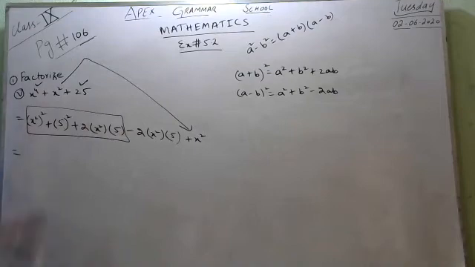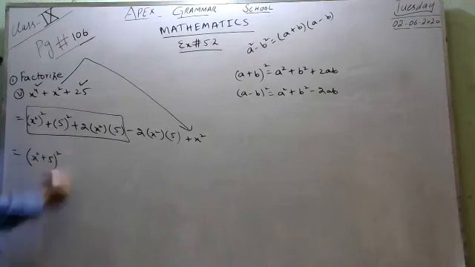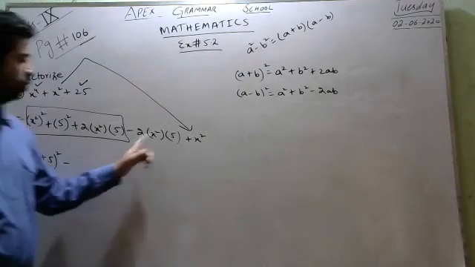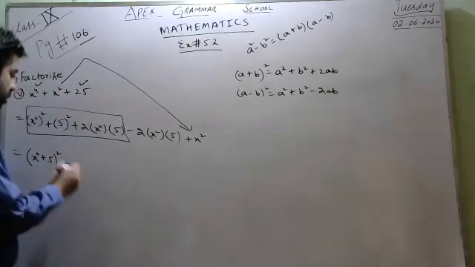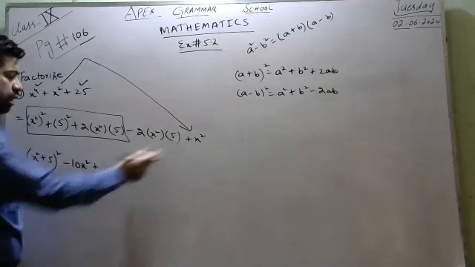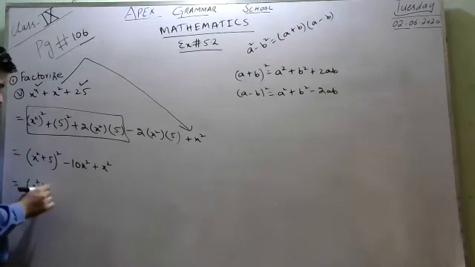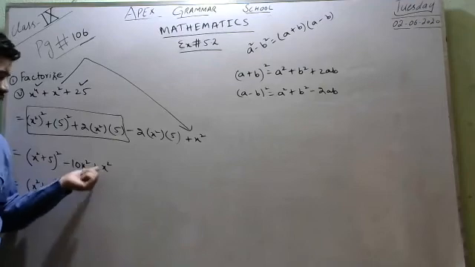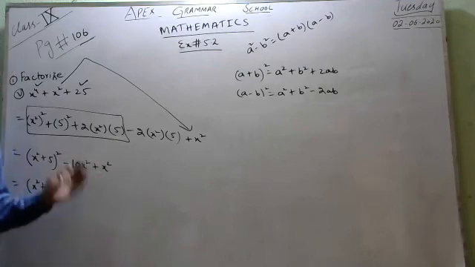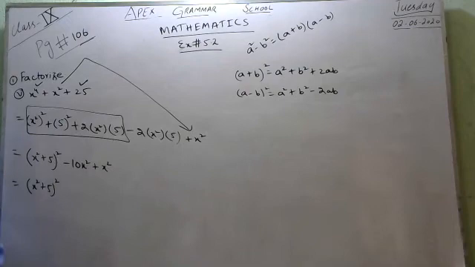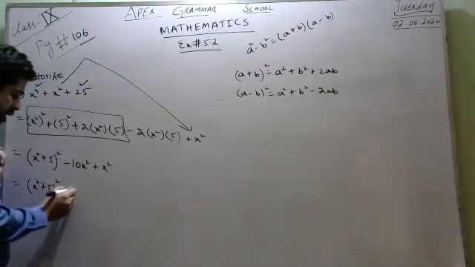This is the formula of a² + b² + 2ab, which is equal to (a + b)². It means we can write it as (x² + 5)² − 2 fives are 10x², plus x². Now minus 10x² plus 1x², this is basically 1x². So minus 10x² plus x² will give the answer of minus 9x².